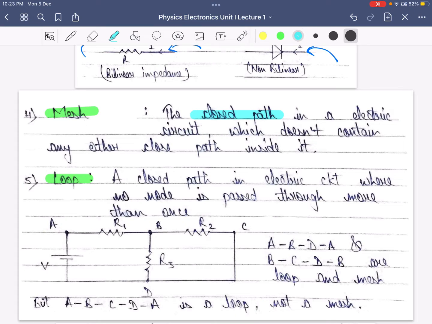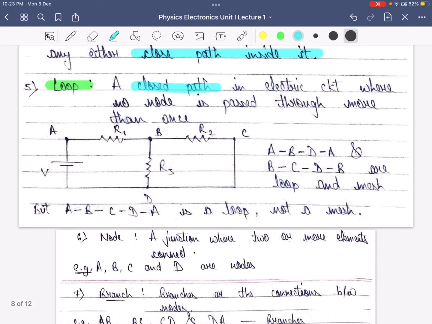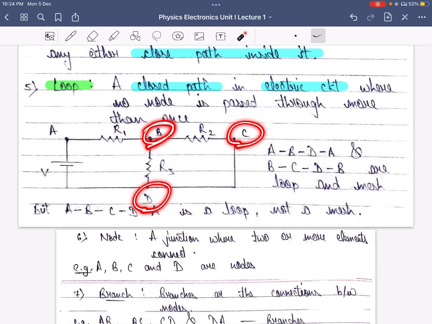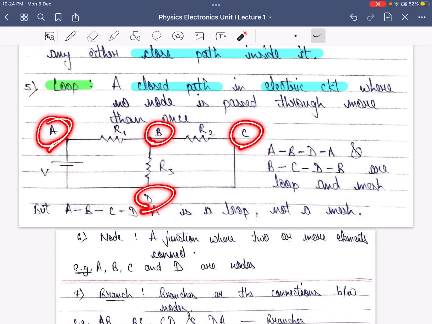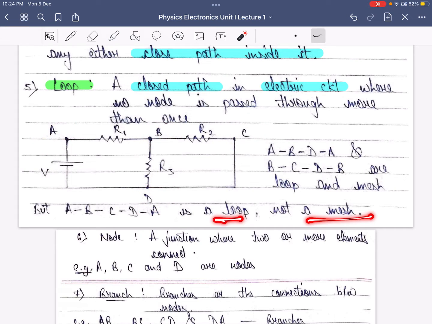Mesh is the closed path in the electric circuit which doesn't contain any other closed path in it, whereas loop is simply a closed path in the electric circuit. Now, in the loops A, B, D, A and B, C, D, B, both are loop and mesh, whereas in the case of A, B, C, D, A, it is a loop, not a mesh, because there are two more closed paths present in it.